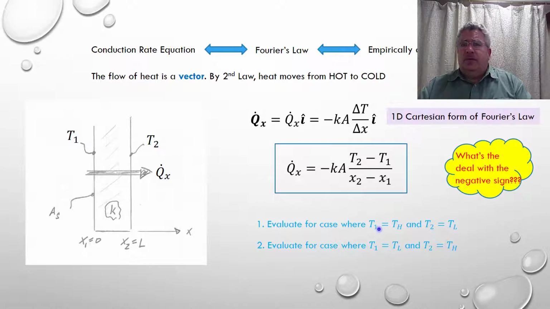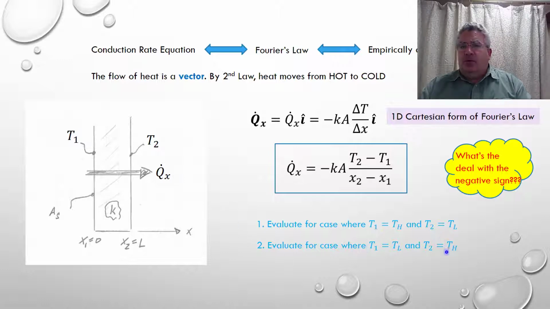So for the case where T1 is the high temperature and T2 is the low temperature, that's essentially what's shown here in the figure. And we're expecting the heat rate to move from left to right in the positive x direction. Well, if that's the case, T1 is the higher value and T2 is the lower value, so the numerator here is going to be negative. But this negative value times the negative sign that's included in Fourier's law makes this entire quantity positive, showing me that the heat rate is going to go in the positive x direction.